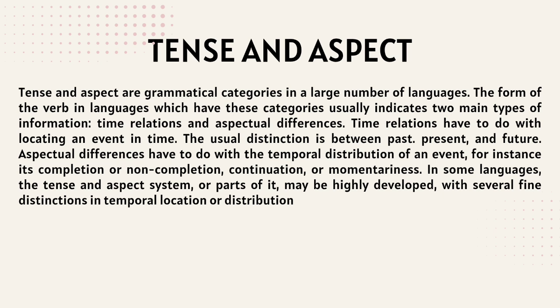Aspectual differences have to do with the temporal distribution of an event. For instance, its completion or non-completion, continuation or momentariness in some languages. The tense and aspect system or parts of it may be highly developed with several fine distinctions in temporal location or distribution.